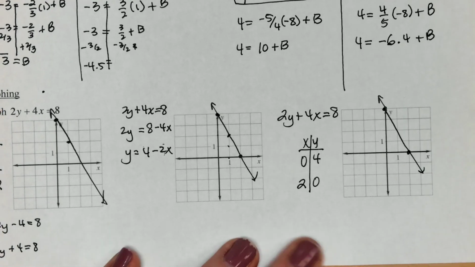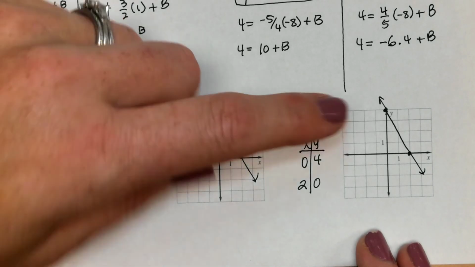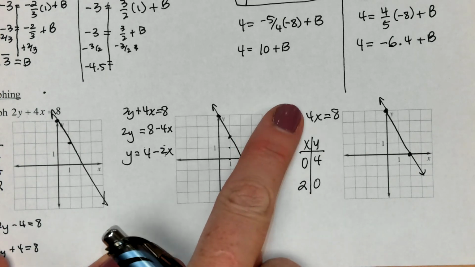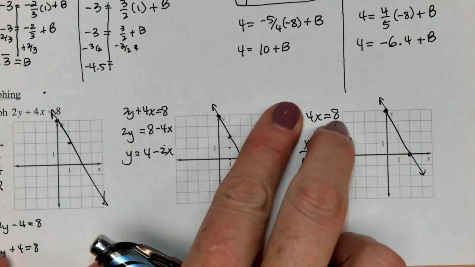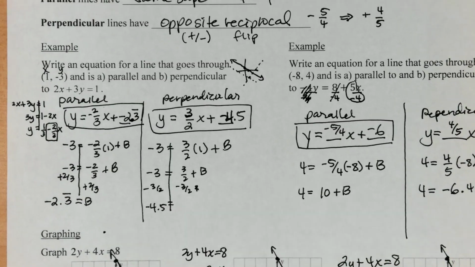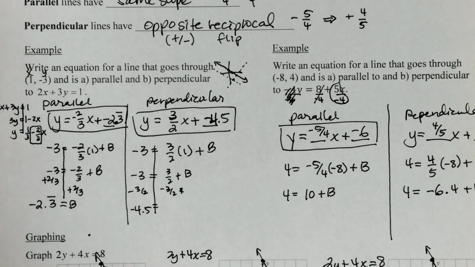Don't have to do an XY chart. I mean, you can. You can also just cover them up and solve them each. So when you cover up the y, you're essentially letting it be 0, and then you're finding what the x-intercept would be. So a couple different ways to graph, and a couple different ways to write parallel and perpendicular equations.